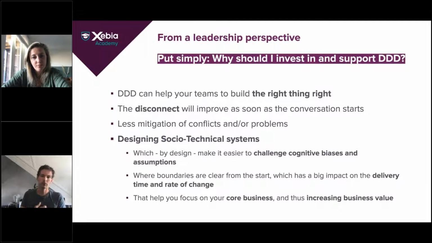But maybe you have a different kind of role, more of a leadership role. Why should you invest in supporting DDD? Well, as we've tried to show and talk about in this brief period of time, we talked about how teams can help you to build the right thing in the right way. And that disconnect between business and IT, you can help to remove as soon as you help start the conversation. So if teams are asking for 2 hours to talk with business, don't shoot it down. Support it, facilitate it, because it can help you to mitigate a lot of conflicts and problems.